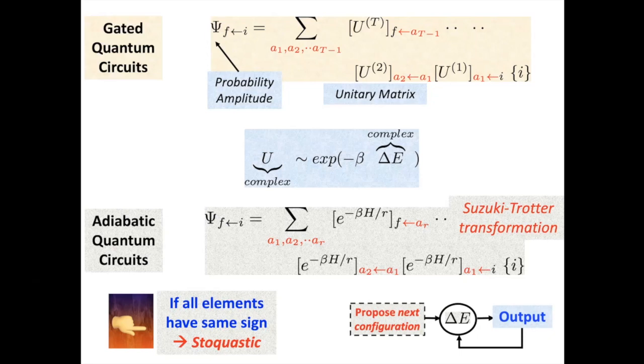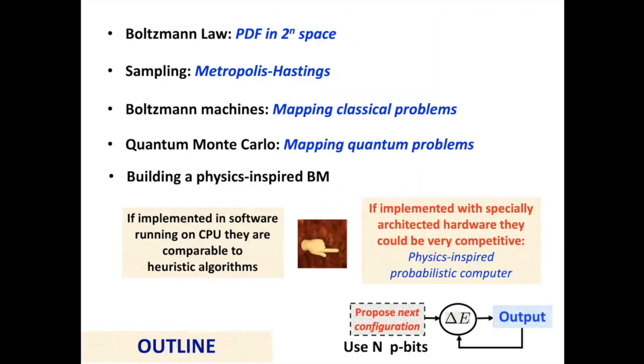Okay. Now, that brings me to the final point that I wanted to discuss with an example. I think we have gone through how this general concept of Boltzmann law and Boltzmann machines works, how you map classical problems, how you map quantum problems. And now what I want to describe to you is how you could build a Boltzmann machine. And the question is, would that lead to any advantage over just a direct implementation in software?